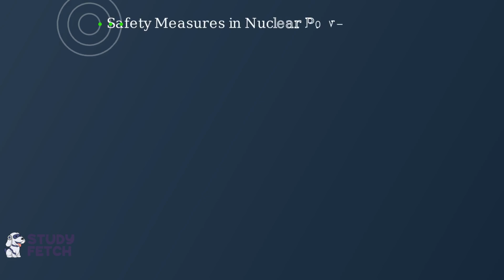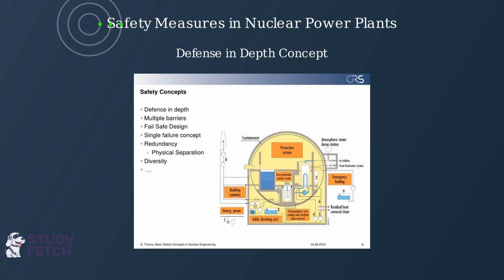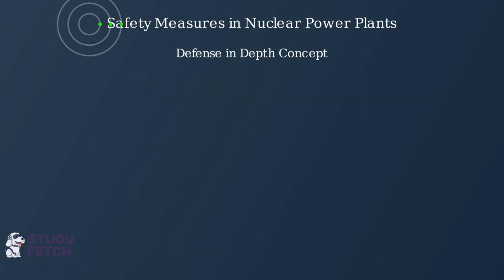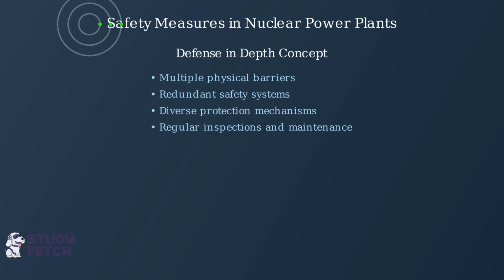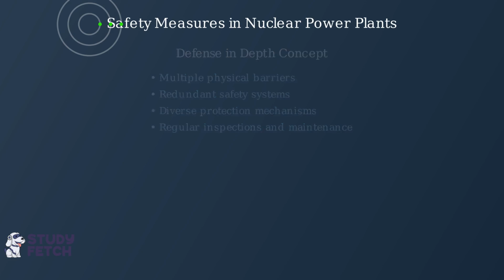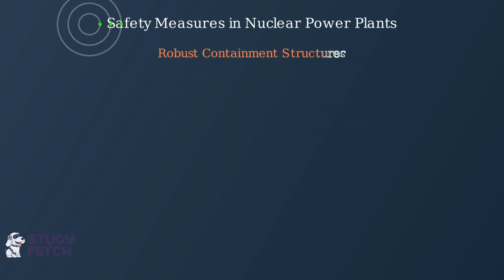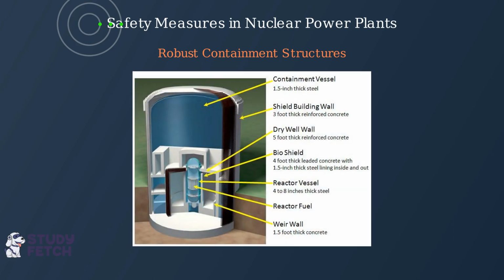Safety is paramount in nuclear power plant design and operation. Nuclear power plants employ a defense-in-depth approach with multiple independent safety barriers. These principles include multiple physical barriers, redundant safety systems that serve the same function, diverse protection mechanisms, and rigorous inspection regimes. Containment structures are robust, multi-layered barriers designed to prevent the release of radioactive materials.